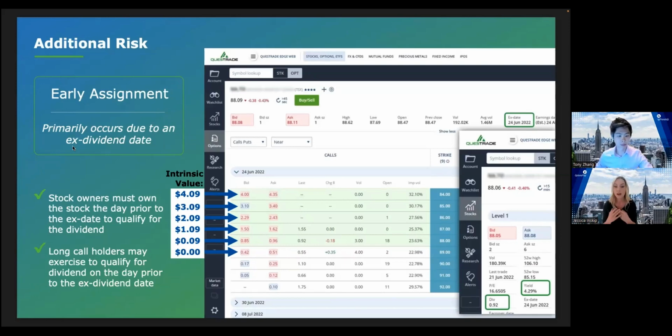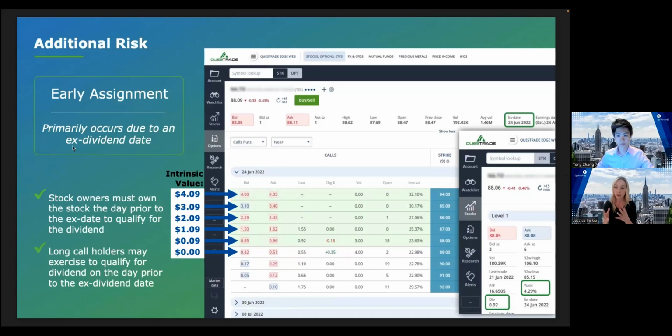The first one and the most common is early assignment due to an ex-dividend. So this is applicable only for short calls. Calls contain the right to buy something at a specified price within a specified time frame. Well, as an option holder, even if you have the right to buy, doesn't mean you're entitled to the dividend. Only long stock holders are entitled to the dividend. They have to own the stock the day before the ex date in order to qualify for that dividend. So this is something where a lot of people get assigned early and they don't understand why.